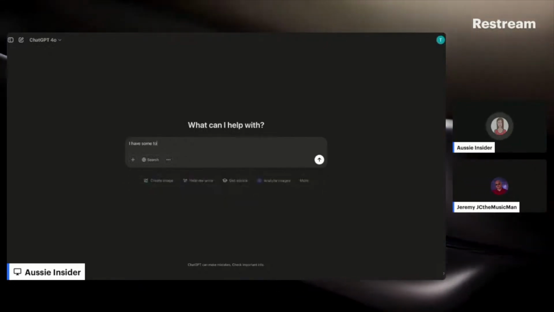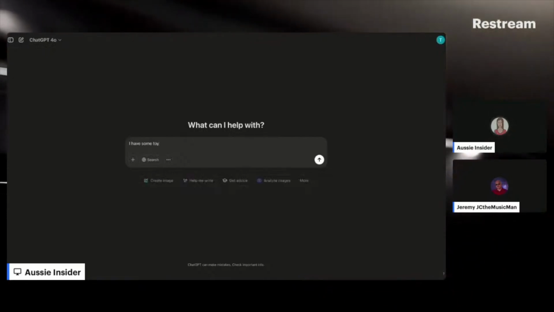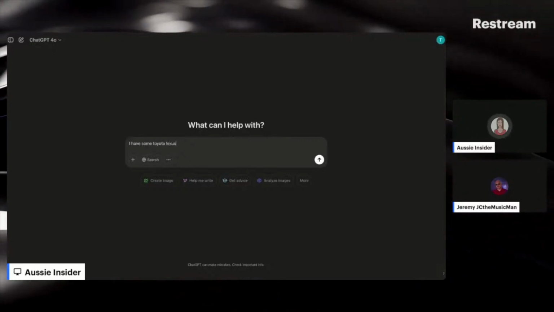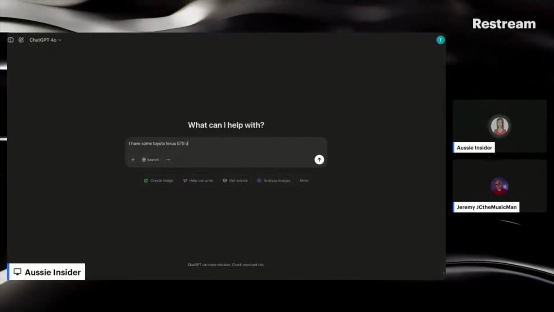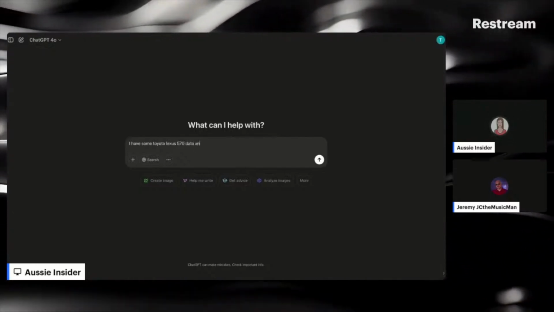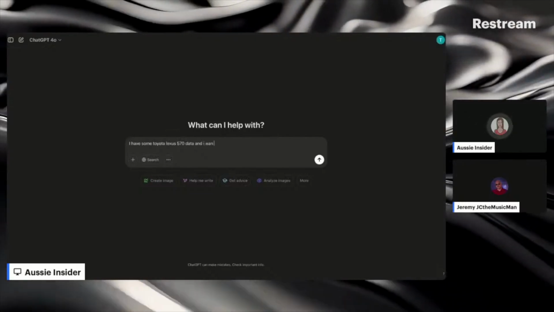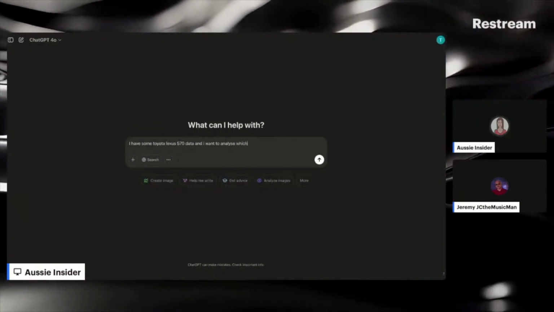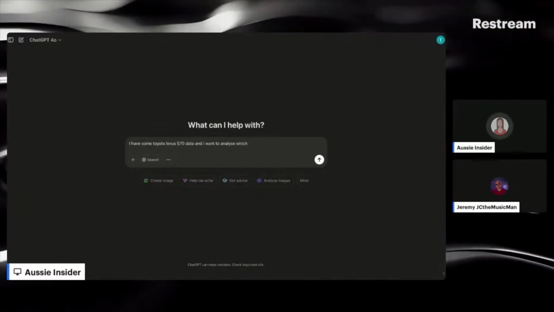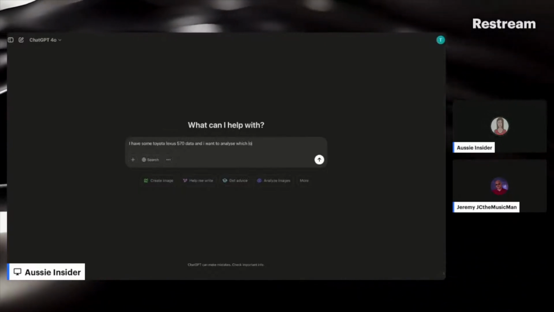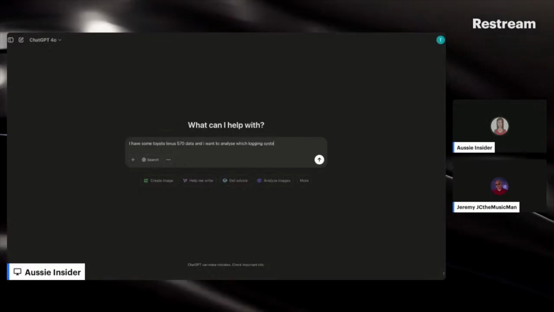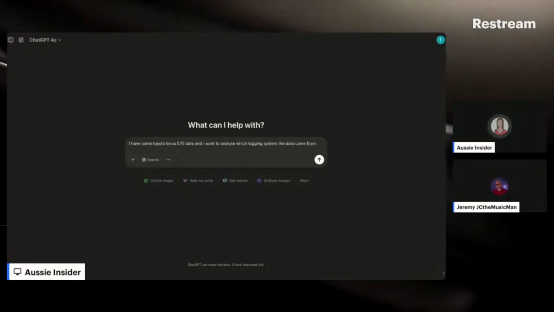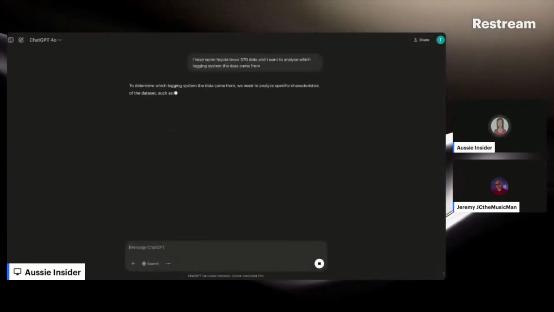So I'm going to say, I have some Toyota Lexus 570 data, and I want to analyze which logging system the data came from. Okay.